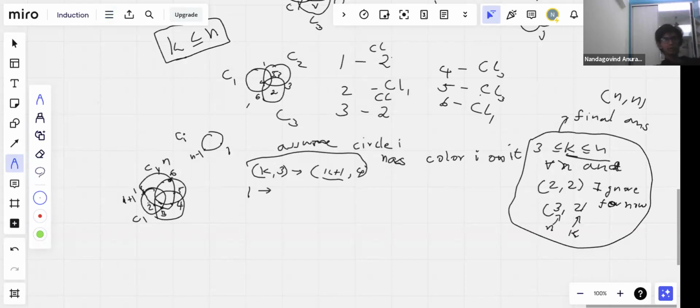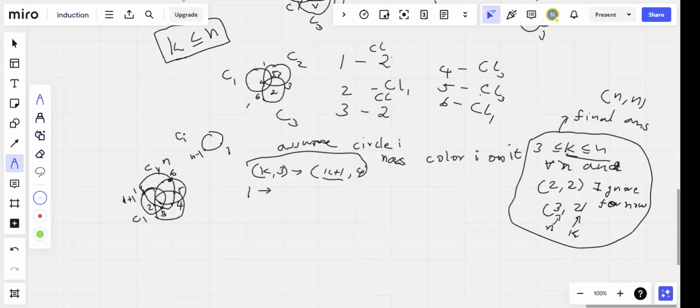Did people understand why we're adding this n plus 1th circle here and what we're trying to do with the intersection points? Feel free to speak up or even send a message at least.